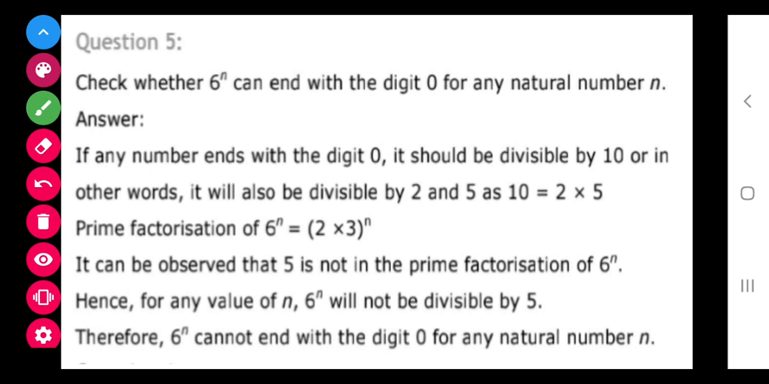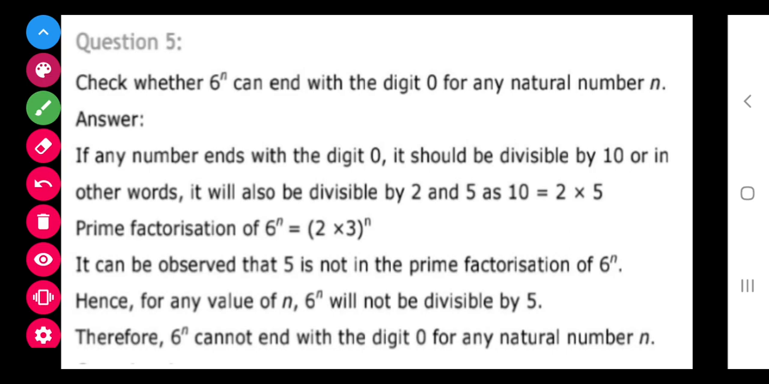Now next question. One of the important questions in boards class. Check whether 6 to the power n can end with 0 for any natural number n. 6 to the power n कहने का मतलब है 6 to the power 1, 6 to the power 2, 6 to the power 3 करते करते क्या ऐसा कोई नंबर हो सकता है n की जगह पे, so that it can become 0, last digit it can become 0.